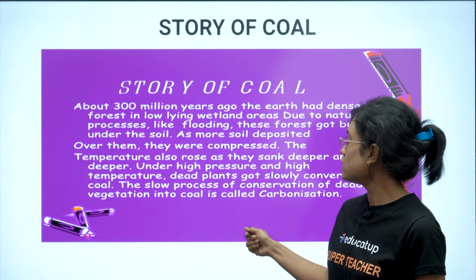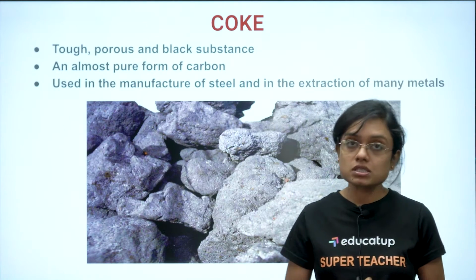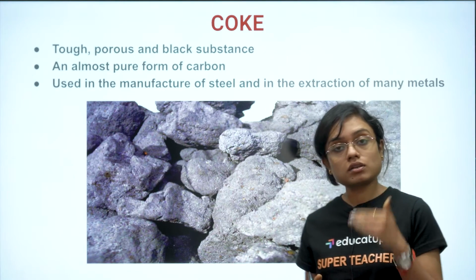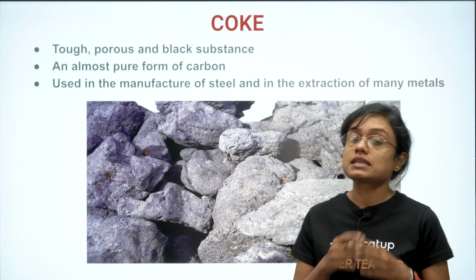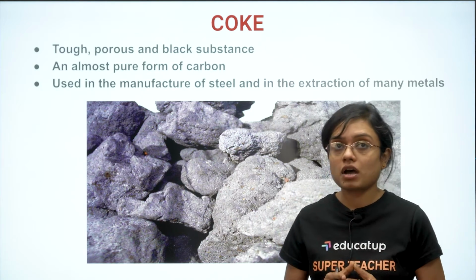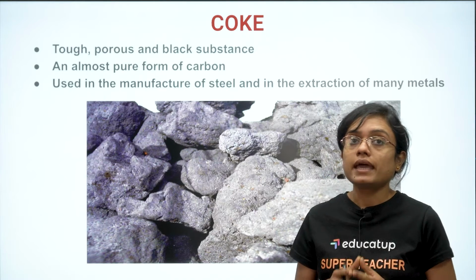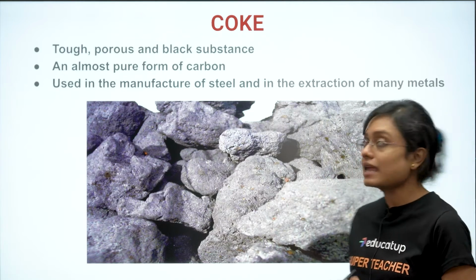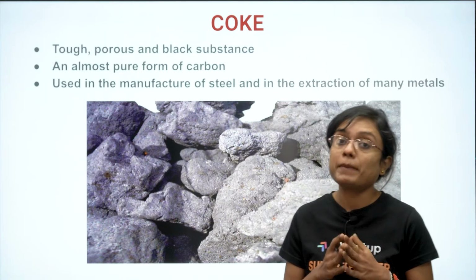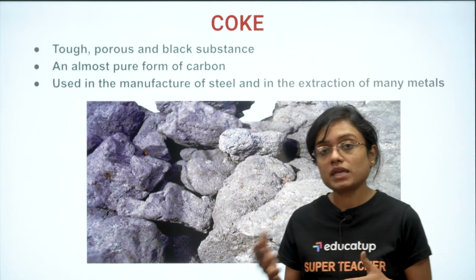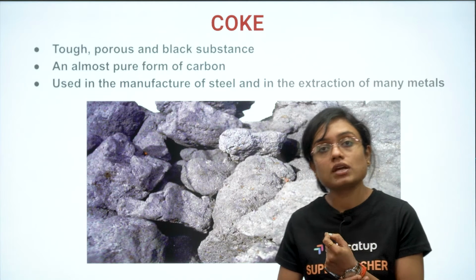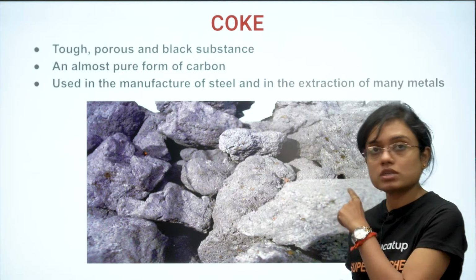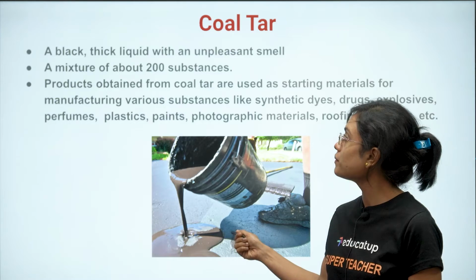Now let's move ahead. Now the first thing we need to discuss today under the coal is coke. Tough, porous and a black substance. It is an almost pure form of carbon, very pure form of carbon. It is used in the manufacture of steel and in the extraction of many metals. कई सारे metals को obtain करने के लिए, steel को बनाने के लिए, जो steel के आपके घर पे बर्तन होते हैं, we are talking about the same steel, coke is used. Let's move ahead.